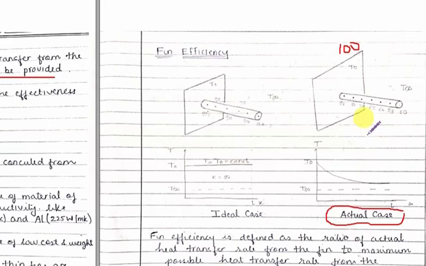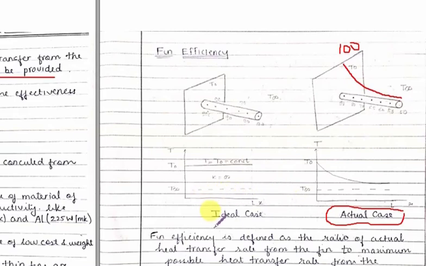So what will happen? Just near the base the temperature will be, for example, 90, 80, 70, 60, like this and so on. As we move away from the base, the temperature is decreasing. This is the actual case, which all of you are very much aware of.